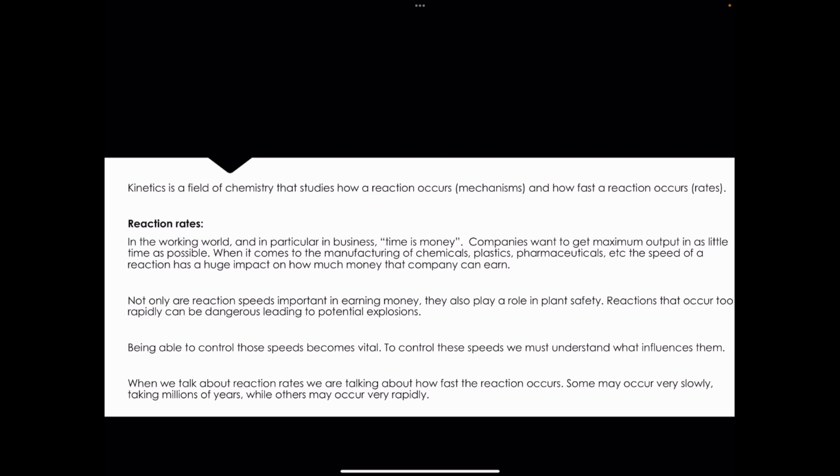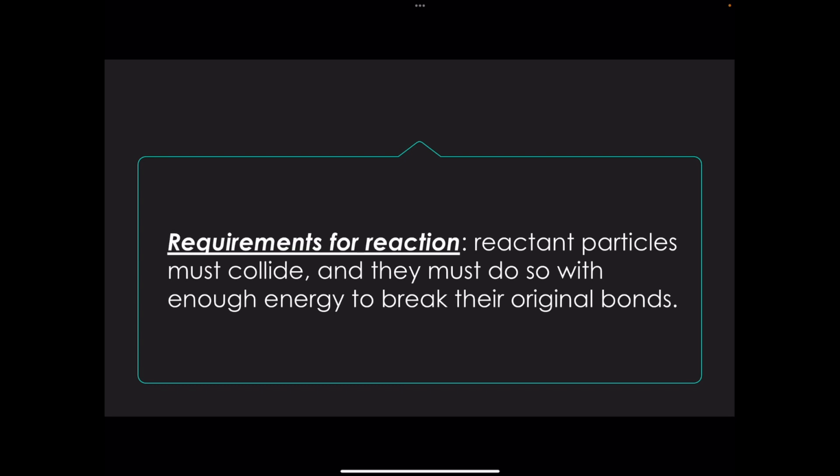When we talk about reaction rates, we're talking about how fast the reaction occurs. Some may occur very slowly, taking millions of years, while others may occur very rapidly. Now, as we talk about things that are going to impact rates, we need to understand the requirements for a reaction to occur. And when we talk about those requirements, this is what we're going to refer to as collision theory.